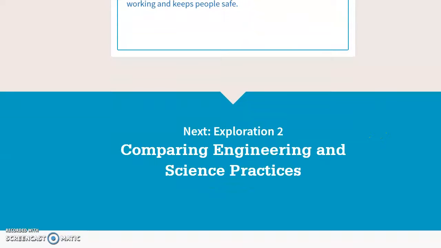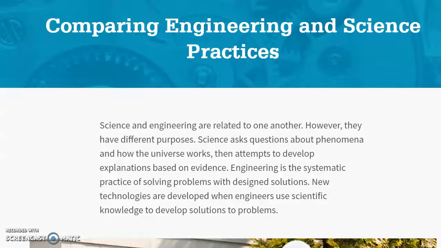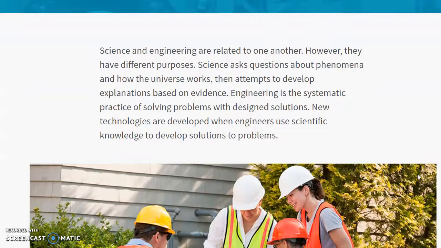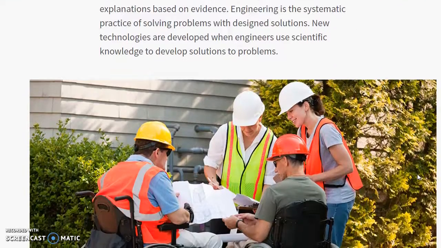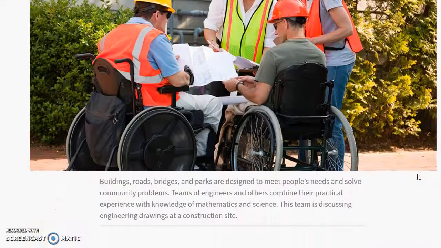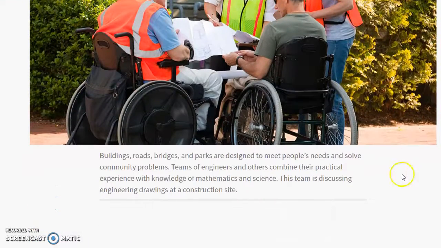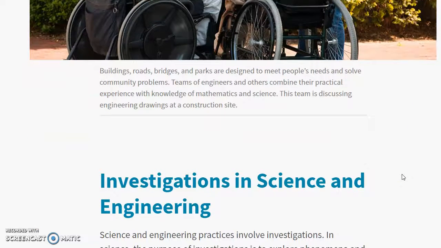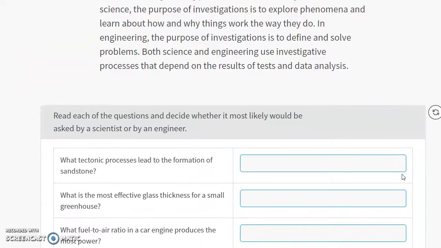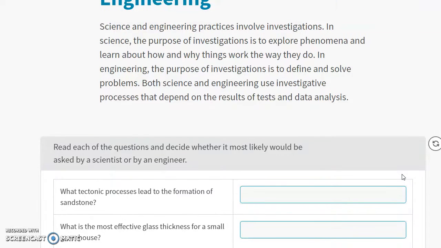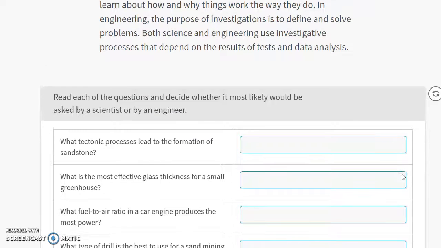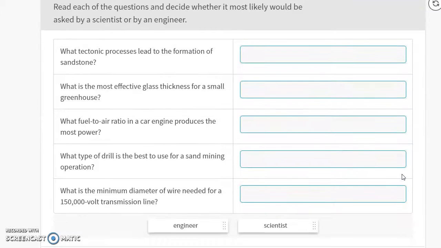Okay, we're going to move on to exploration 2, comparing engineering and science practices and how they're related. Science is always asking questions, and engineering is always coming up with solutions. Okay, so when you're building a road, a bridge, a park, the scientist is coming up with all the questions around that, and the engineer is coming up with those solutions and implementing them. Okay, decide if this is a scientist or an engineer that's asking these questions.